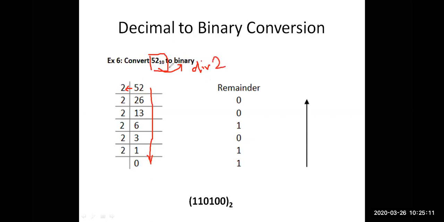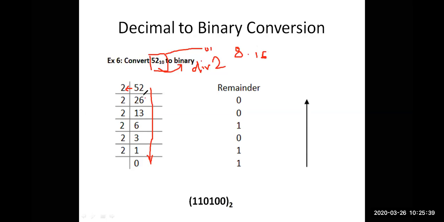And when we convert any number to an octal number, then we should divide it by 8. For converting from decimal to hex, we should divide it by 16. So this rule we must remember, right? Okay, so 52 is divided by 2 successively. So we go on dividing 52 by 2.